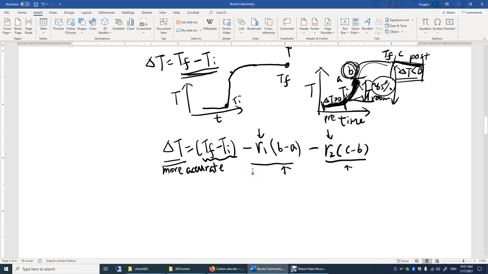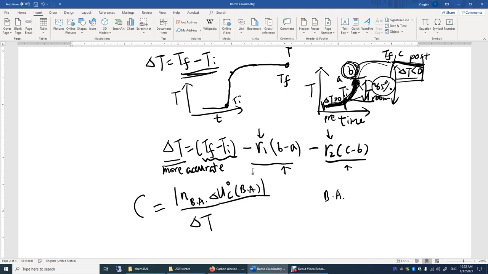Now, how do we measure C? Well, C is the heat capacity of everything inside the calorimeter, including the water bath. So why don't we just combust a standard chemical with known internal energy of combustion, right? So we're going to just have a standard. In this case, we're going to use benzoic acid, all right? And then we just look up the internal energy of combustion of benzoic acid, and then divide by delta T.